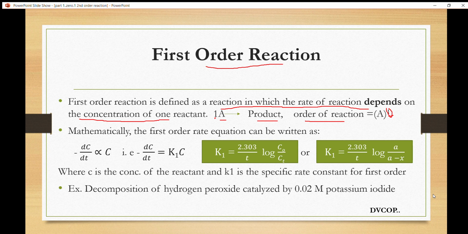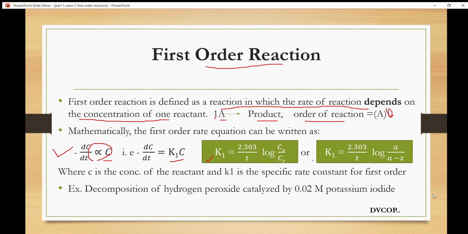It is mathematically expressed as the rate of reaction depends on the concentration C. So when we remove this proportionality sign, we add the constant K1, and it is the rate constant for a first order reaction. The value of K1 is calculated by using the final equation, that is 2.303 divided by t log C0, where C0 is the initial concentration of reactant A, divided by Ct, that is the concentration of reactant at time t.